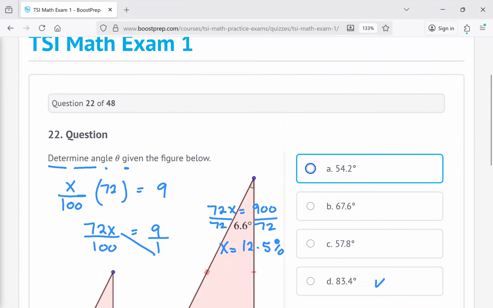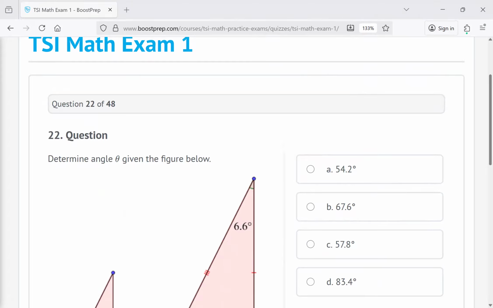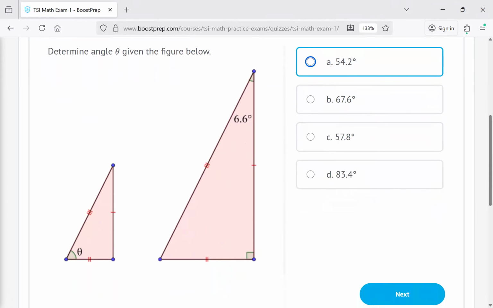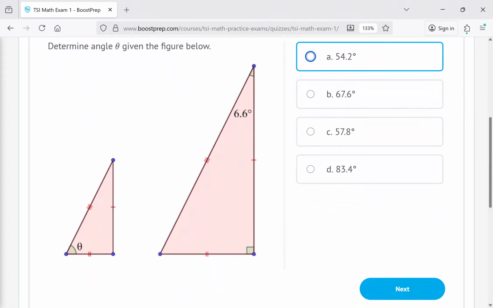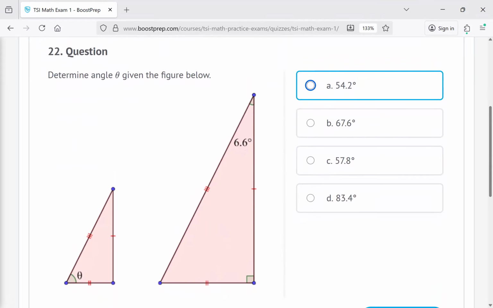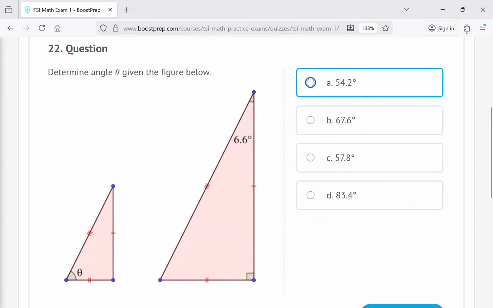Okay, good. Next one. We're going to determine the angle theta given in the figure below. So here we have two triangles, and no, they're not congruent. But what can you tell about these two triangles? They are similar, and this is how I know they're similar. These two triangles are similar. And how do I know? Because in similar triangles, the angles are the same.